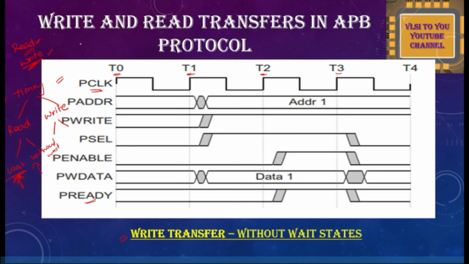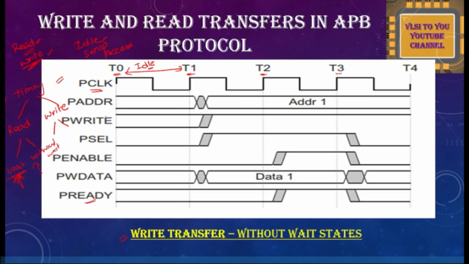You already know that there are three states, which are idle, setup and access. When it comes to the idle state, as we have already discussed, the first state is going to be the idle state. That is, from the period T0 to T1, this is going to be the idle state. So what is going to happen in this state?